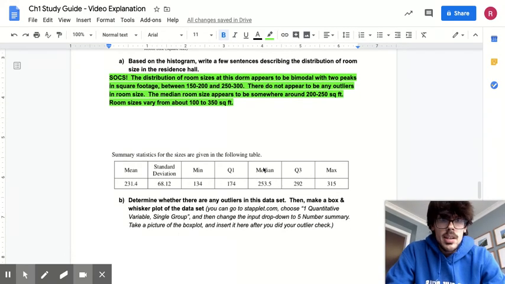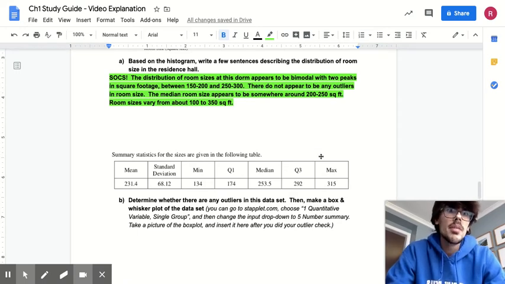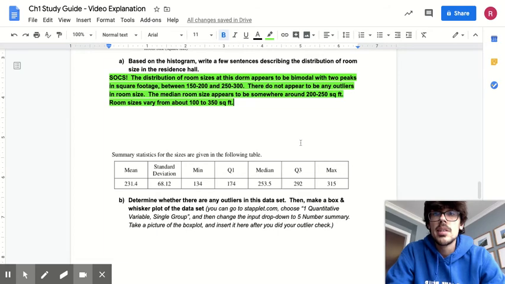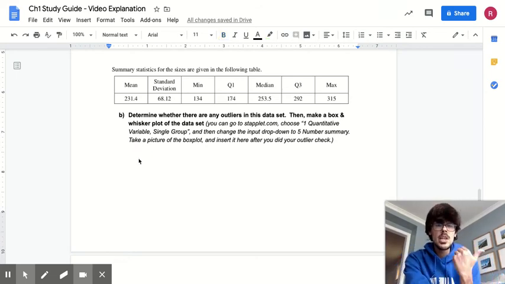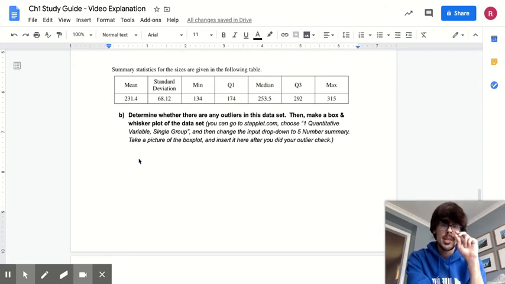Make sure you have context. I did it several times in there, but sometimes I read answers and they just talk about, oh yeah, it's skewed left and it's this and it's that. Definitely talk about context for it. So part B has two parts. It gives you this little table of stuff right here. And then it also asks you to check if there are outliers or not. And you have to graph it as a box and whisker.